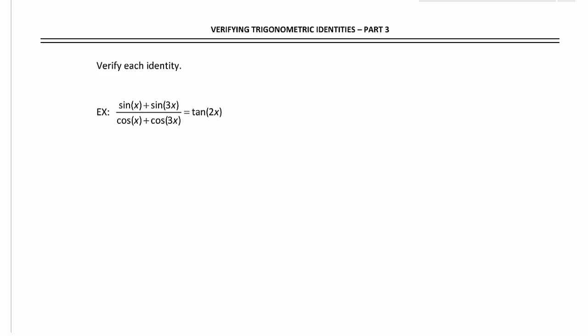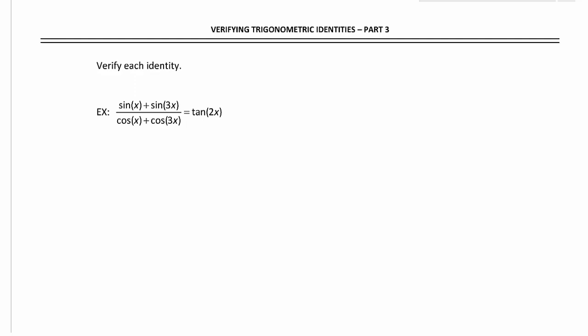This is the third video on verifying trigonometric identities. So let's verify that sine of x plus sine of 3x over cosine of x plus cosine of 3x is equal to tangent of 2x. As always, I start thinking about the algebra.